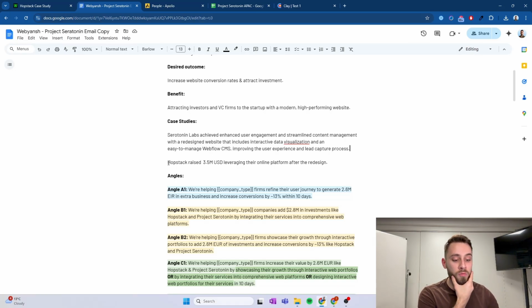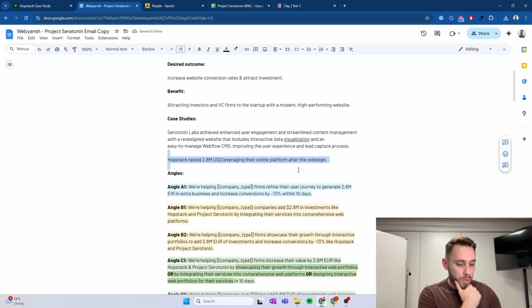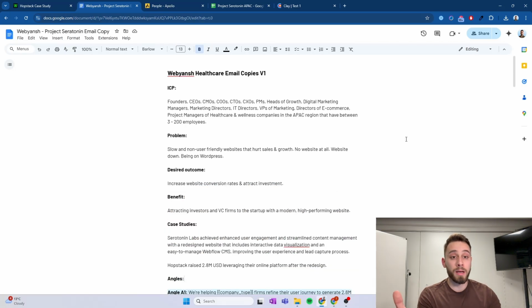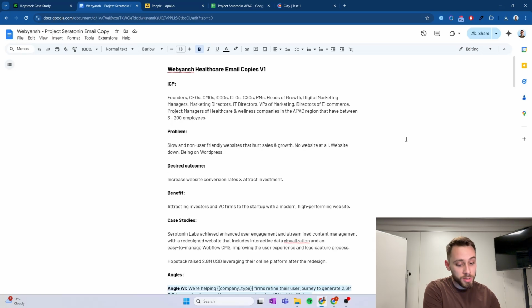Hence why we're also focusing on case studies like the one for Hopstack, where we have a tangible outcome. This is 2.8. Yep. Leveraging their online platform after the redesign. So we're going to be using these case studies, name dropping the companies when we're reaching out to prospects. Now, once we've outlined the ICP, their desired outcome, the problem that they might be facing, the benefit, and our case studies, we need to package that in a compelling value proposition, which is the next step.